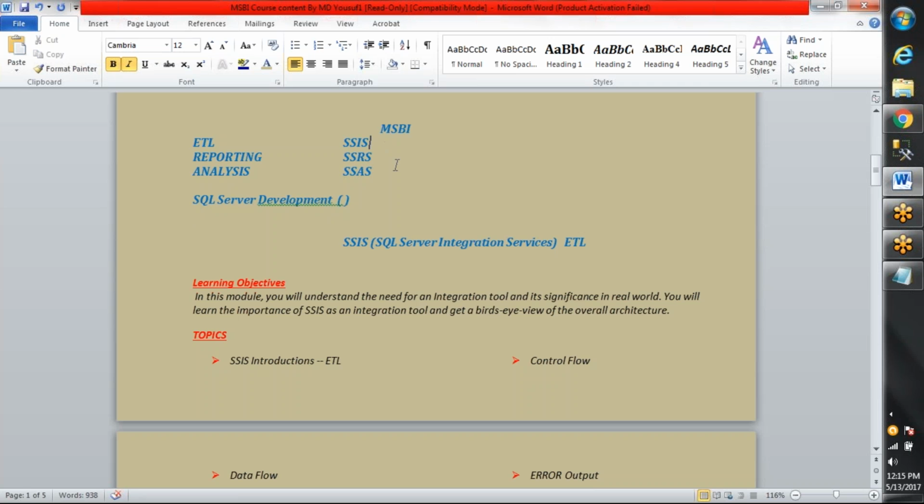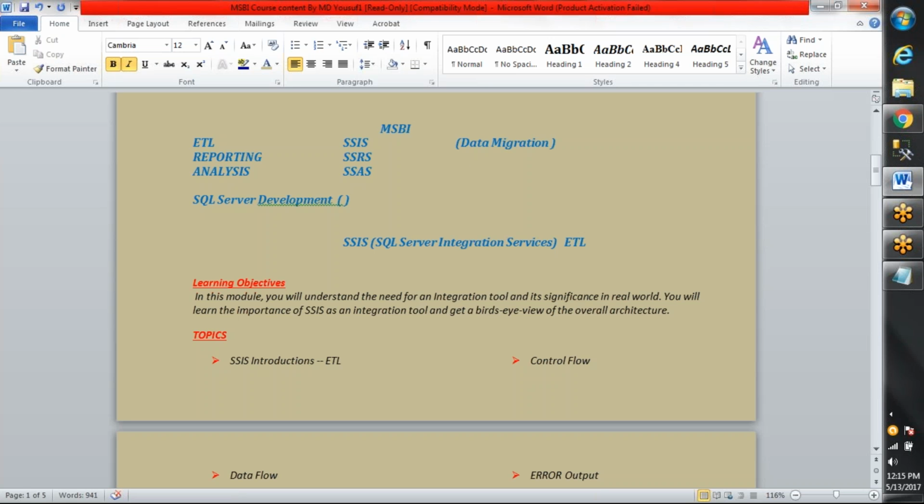All right, now let us understand what SSIS is, just to give you a glance of what SSIS actually does. As you know, this is an ETL tool, so most of it is about data migration.